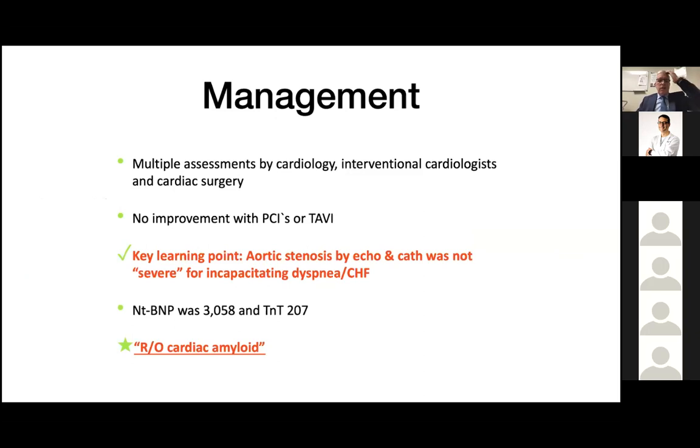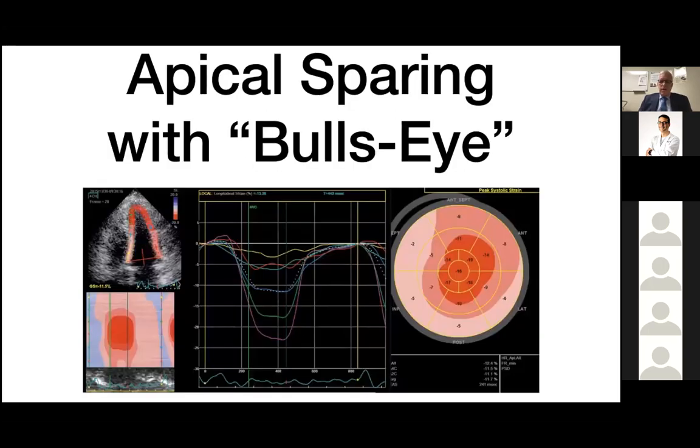So the management here is, as you can see, he was seen by many people over 5, 6, 7 years, no improvement with interventions, be it for his coronary arteries or his valve. So the key learning point here is aortic stenosis by echo and cath was not severe, but he was incapacitated with shortness of breath and had documented clinical and radiographic heart failure. And look at his biomarkers, another red flag. These patients typically, because of the infiltrative process, have elevated markers. So his BNP and troponin are high.